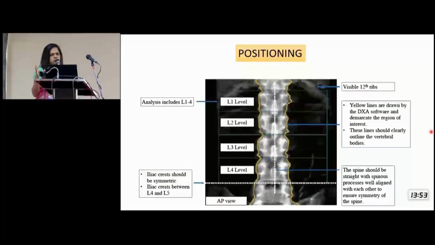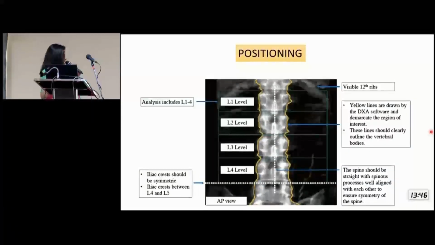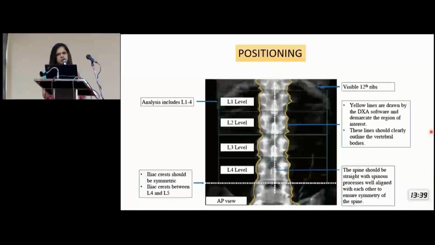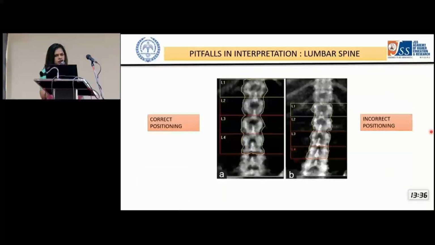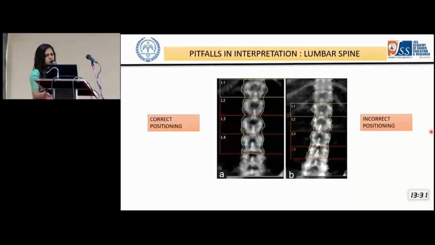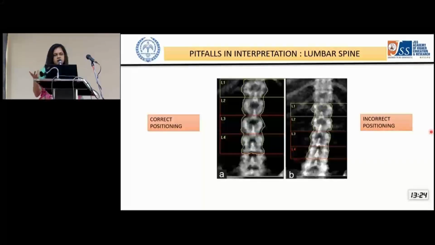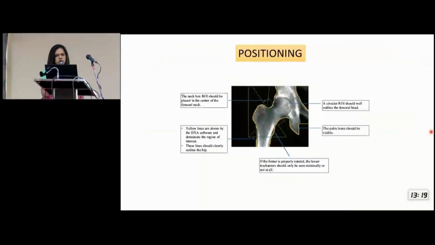Unless there are certain circumstances, and I'll show you the cases for that, where you exclude one or two of the vertebrae. And the iliac crest should be symmetric and between L4 and L5. If you have this in your report, that means the positioning at the spine is right. Here you can see the correct positioning on the left and the incorrect positioning on the right. So what happens when there is a rotated film? This actually falsely decreases the bone mineral density, as much as 50 to 60%. That's how you interpret it.